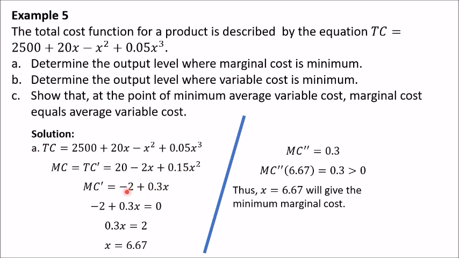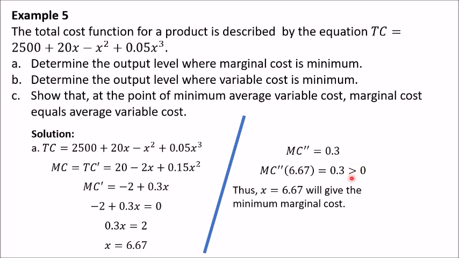Derivative of negative 2 is 0. So no need to include there. Plus derivative of 0.3x is just 0.3. So the derivative is 0.3. It means that there is no x here. So whatever value we substituted from this equation, it is always equal to 0.3. So MC double prime of 6.67 is equal to 0.3, which is always equal to or greater than 0.